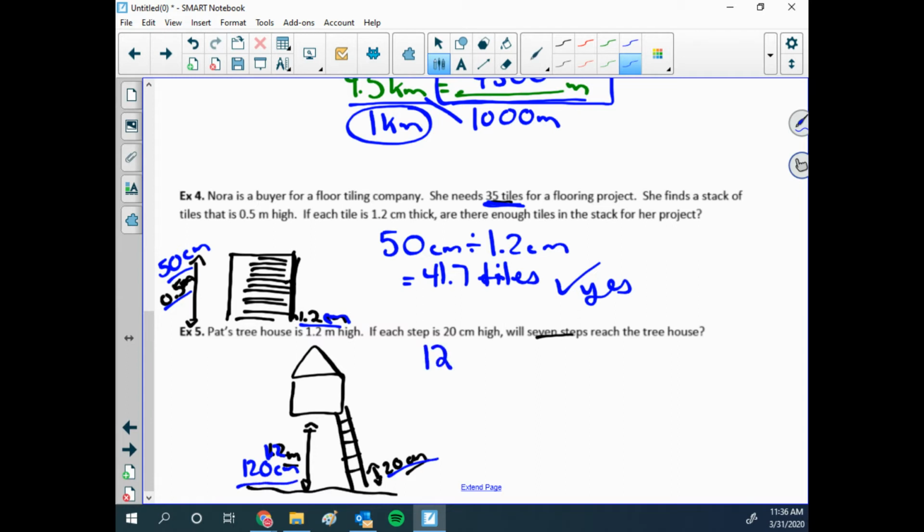So I just go 120 centimeters divided by the 20 centimeters. And that's going to give me 6. Well, that's 6 steps. So if they put in 7 steps, will it reach there? Yeah, of course it will. And they only need 6 steps, actually.